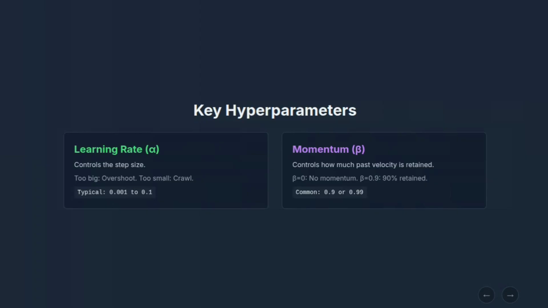Next is the momentum coefficient beta. This is the magic number that controls how much of the previous velocity we retain. Beta equal to 0 means no momentum, just vanilla gradient descent. Beta equal to 0.9 means we retain 90% of previous velocity. Common values are 0.9 or 0.99. Higher beta values give more momentum, but can cause overshooting. It's all about finding the sweet spot for your optimization landscape.